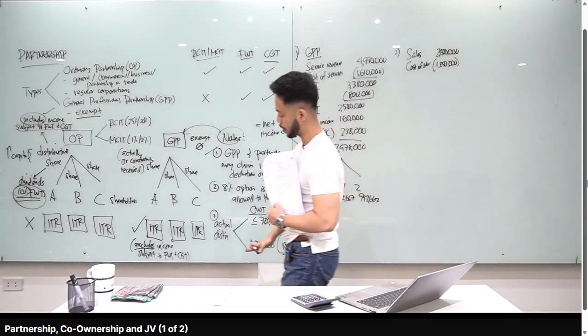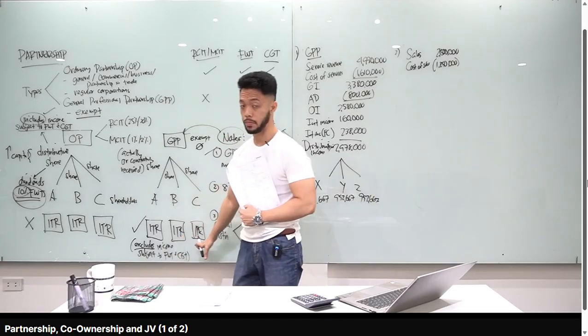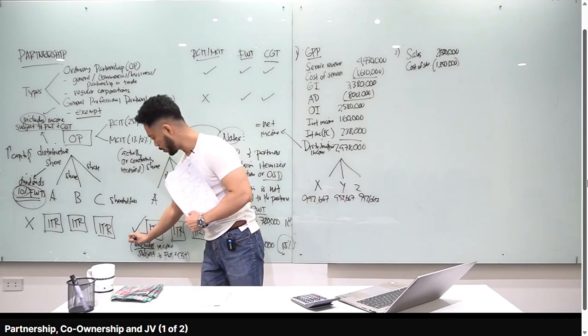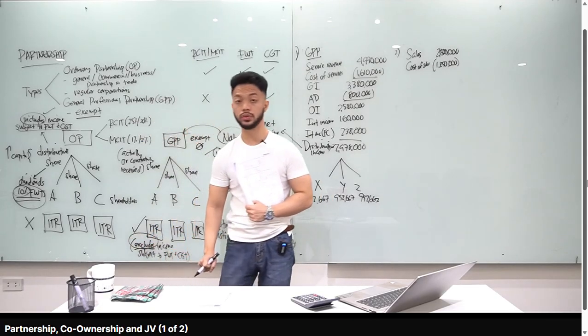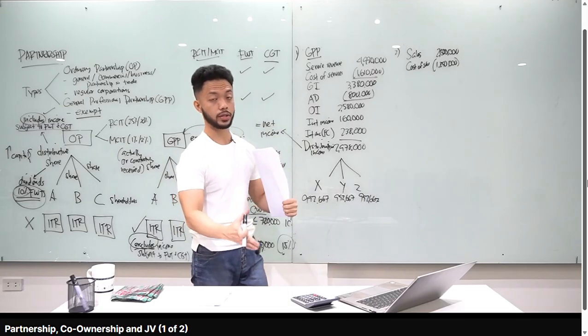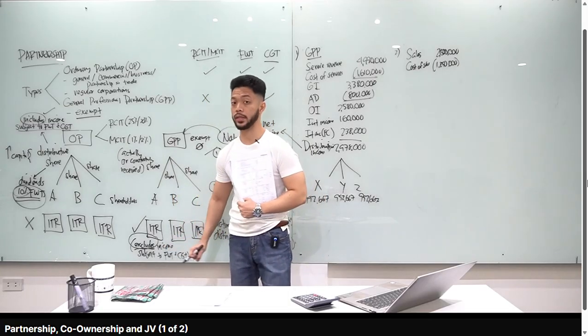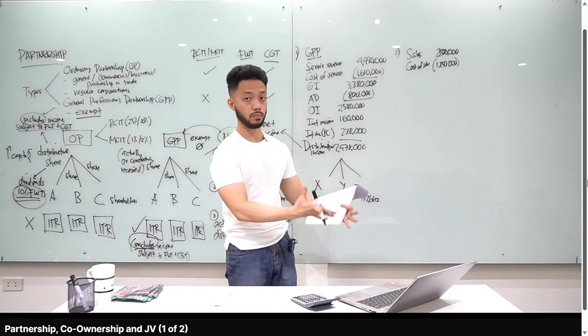Okay, ito lang, ingat ka dito. Sabi ko dyan, kapag yung mapupunta na sa ITR ng mga partners, i-exclude mo na yung income subject to final withholding tax and capital gains tax. Bakit, sir? Kasi nga, na-subject na sila sa final taxes. So, dapat hindi na mag-form part ng ITR.